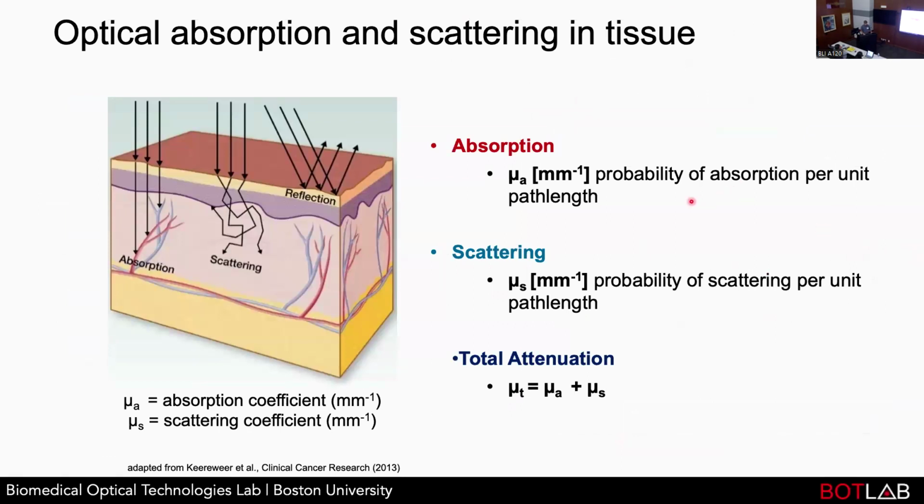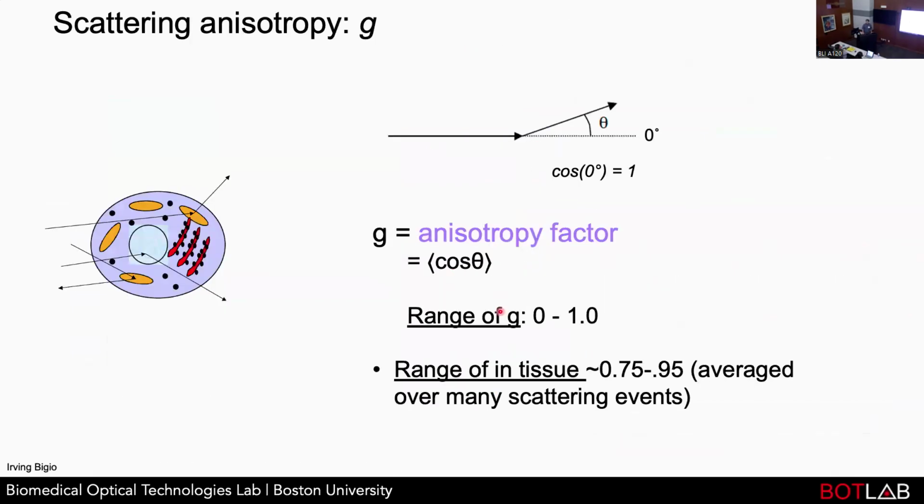Now, mu A and mu S prime, again, probability of scattering per unit distance. I want to talk a little bit more about scattering. Scattering in tissue tends to be very forwards directed. So have you talked yet about G in the course? G. Okay, so we'll go over it briefly. But G is called the anisotropy factor. And in a single number, it tells you how forward scattering the light is or directional the light is.